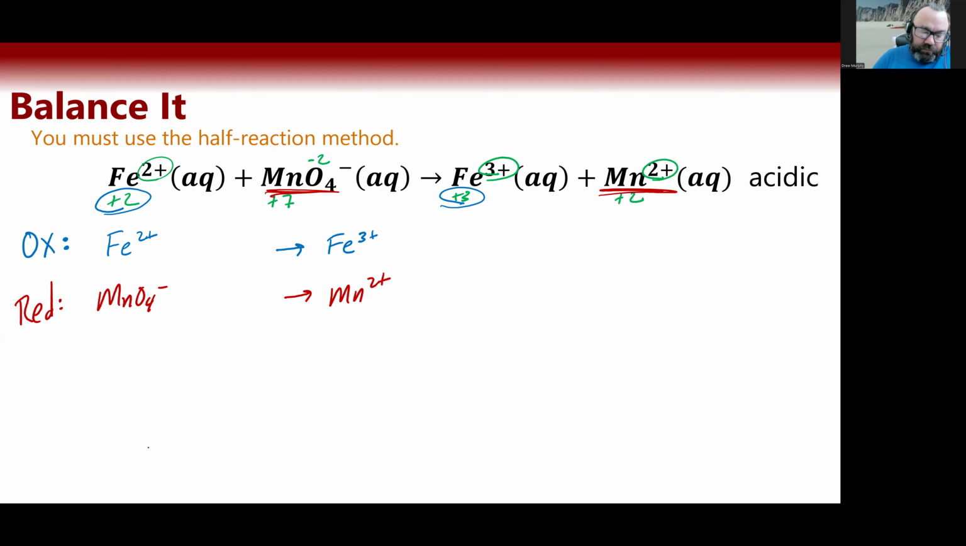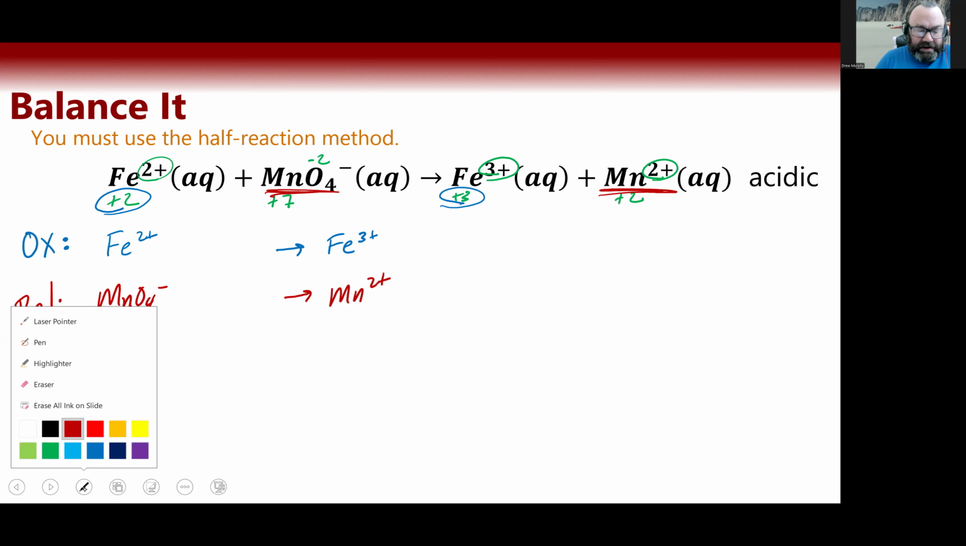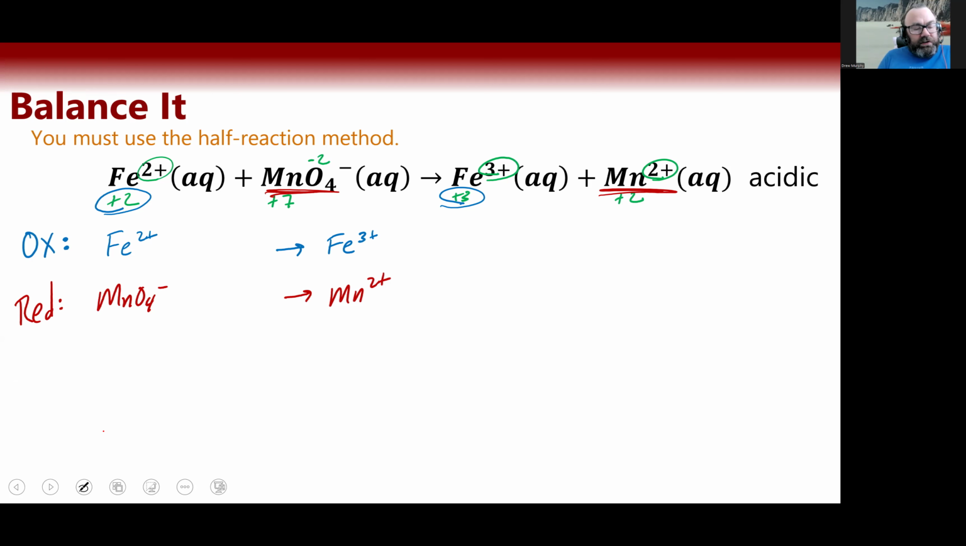First thing, okay, we have atoms, hydrogen, oxygen. We have four things to balance. Balance all the atoms that aren't oxygen or hydrogen. In this case, they're already done. There's one iron on each side and one manganese on each side.